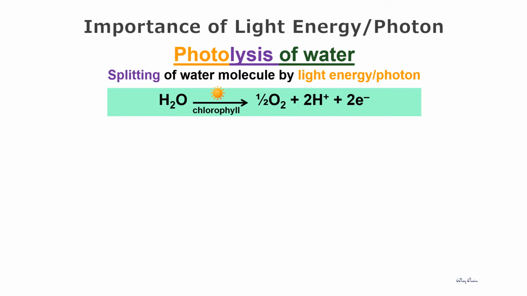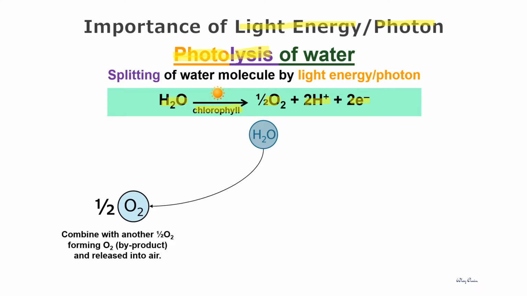Other than photoactivation, another function of light energy or photon is that it is able to stimulate photolysis of water. It means that it lyses or splits the water molecule by light energy or photon. So here is the equation of photolysis of water. One water molecule can be split into oxygen atom, 2 protons and 2 electrons, with the absorption of photon at chlorophyll or bacteriochlorophyll, which occurs at the thylakoid membrane.